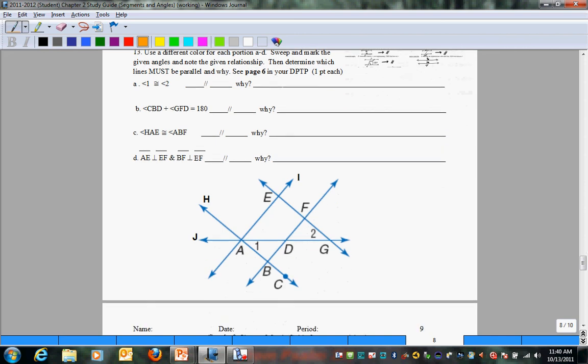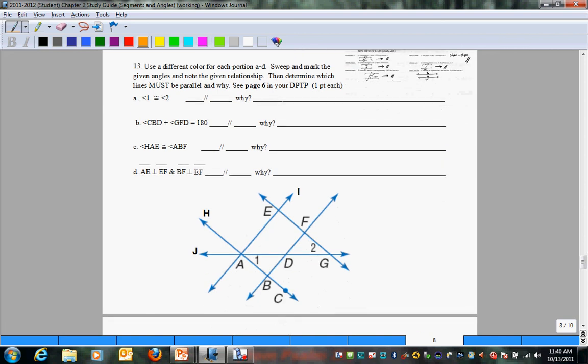Alrighty, so here we are. It's kind of like a proof. We're on 13, and it says determine, sweep the given angles, and note their relationship. Then determine what lines must be parallel. So what we're doing is we are proving parallel lines. Do you write that? Okay, I would. And there's 5 ways to prove parallel lines.